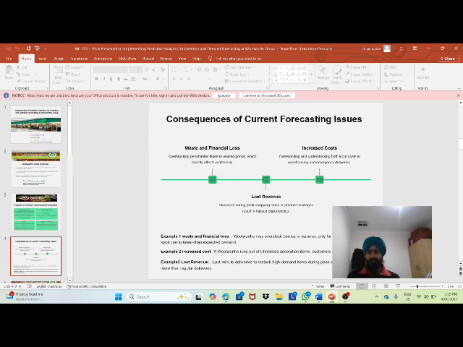But if there is no stock in the inventory, it is not possible for the company to sell their products to manage the peak period of time, which could give them economical losses. So, for an example, there are waste and financial loss.